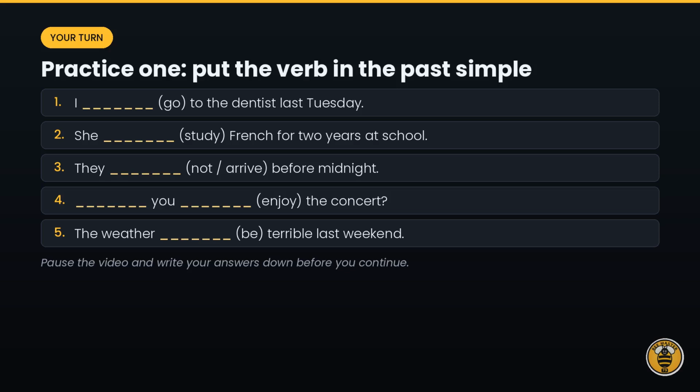Now it is your turn. Put each verb into the past simple. Number 1. I blank go to the dentist last Tuesday. Number 2. She blank study French for 2 years at school. Number 3. They blank not arrive before midnight. Number 4. Blank you blank enjoy the concert? Number 5. The weather blank be terrible last weekend. Pause the video now and write your answers down.